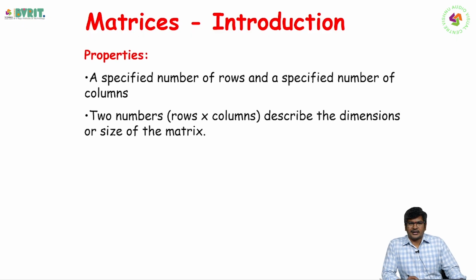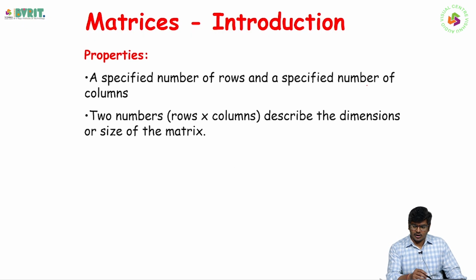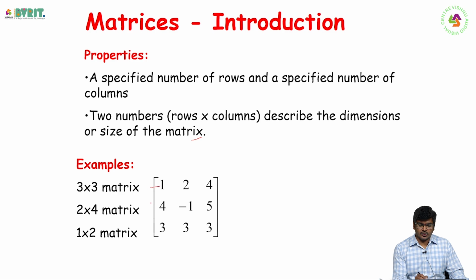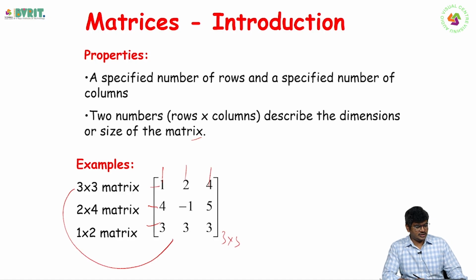Next, properties of matrices. A matrix has a specified number of rows and a specified number of columns. Those two numbers, rows and columns, describe the dimensions or size of the matrix. For example, a 3 by 3 matrix. How many rows? Row 1, row 2, row 3. And how many columns? First column, second column, third column. That order is 3 by 3. This is an example of a 3 by 3 matrix.